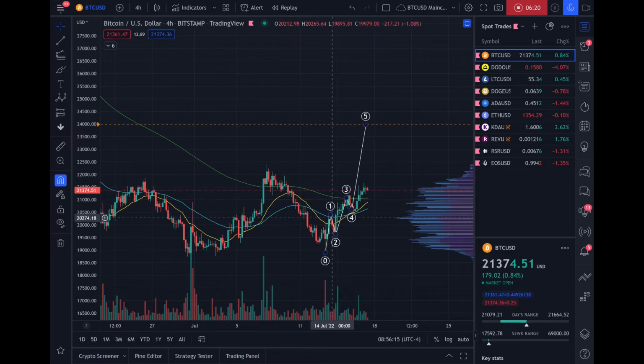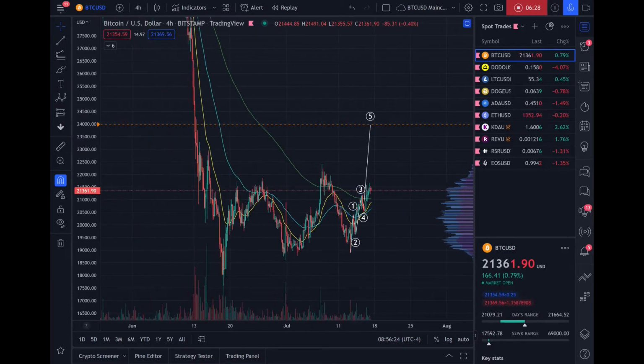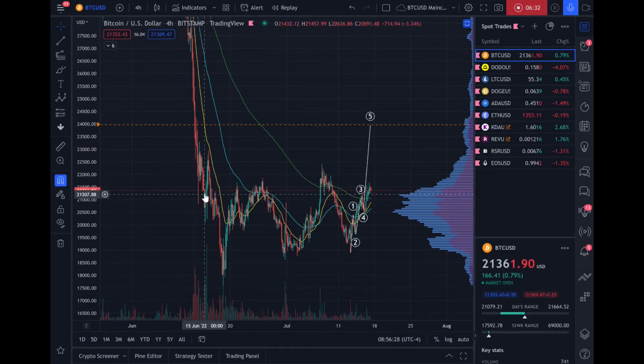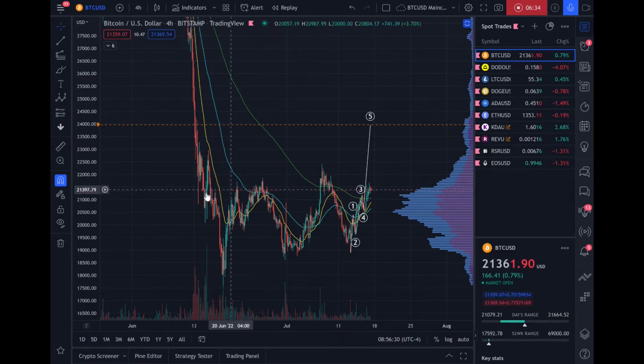And one of the reasons we were stuck around this area of 20K for so long is, one, because it was an important level, right? 20K represented a significant resistance or support level that was lost briefly and then regained.